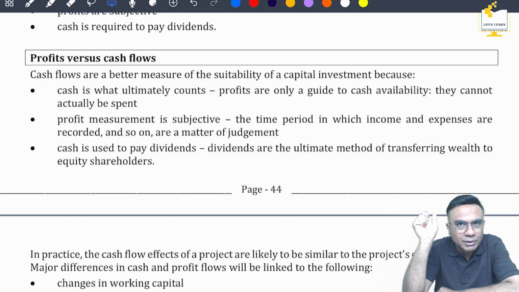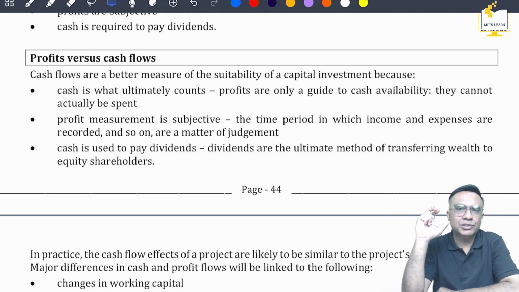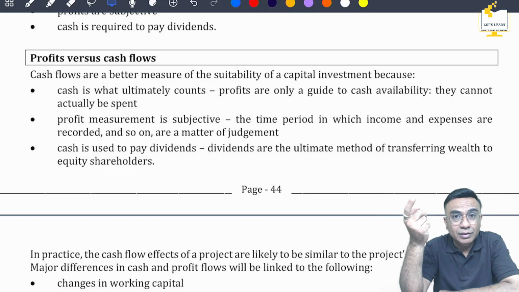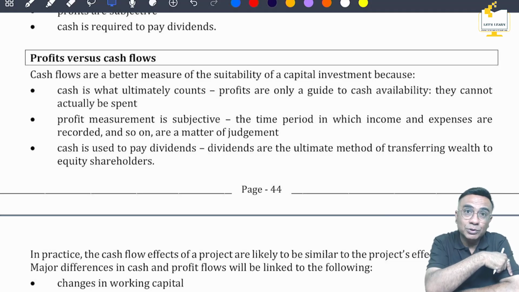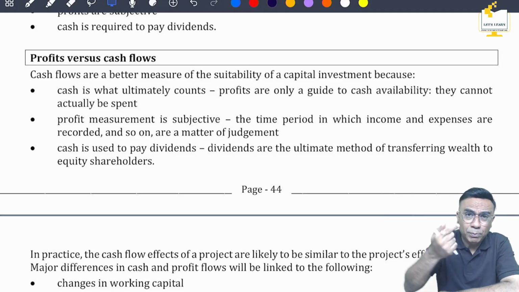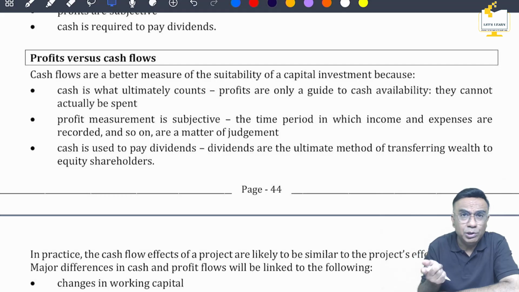Some companies use the accrual method. Some companies use the cash method. So the accrual method means, say, outstanding salary is not paid, but still you are going to write it in the profit and loss account. So the profit you get is not equal to cash.